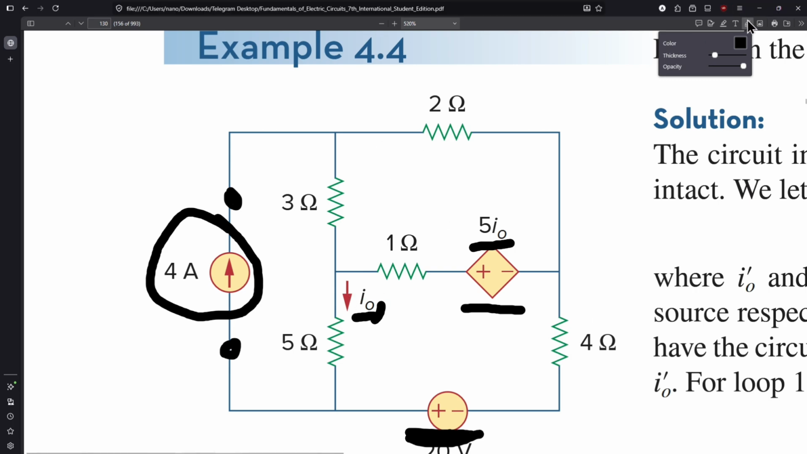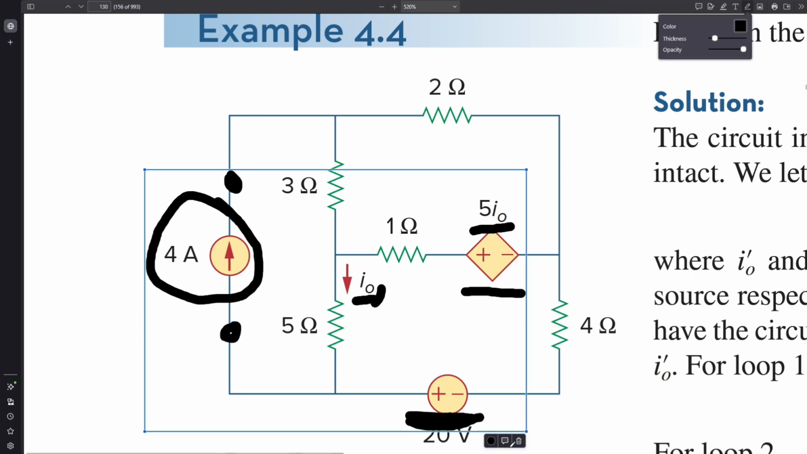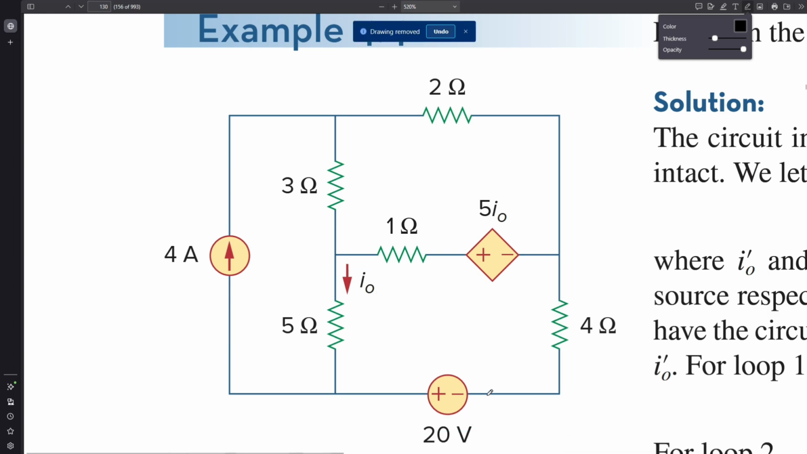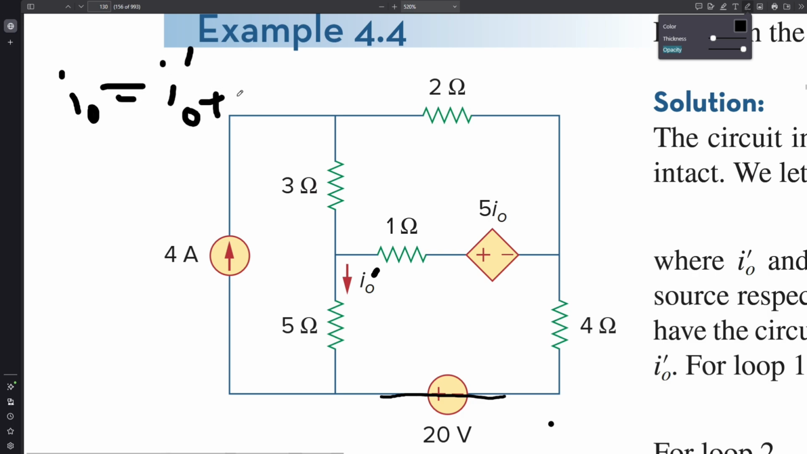Now, for the first case, let's say you make this a short circuit. Now you will have I0 dash, which is one value of I0. I0 equals I0 dash plus I0 double dash. This is for the two scenarios.